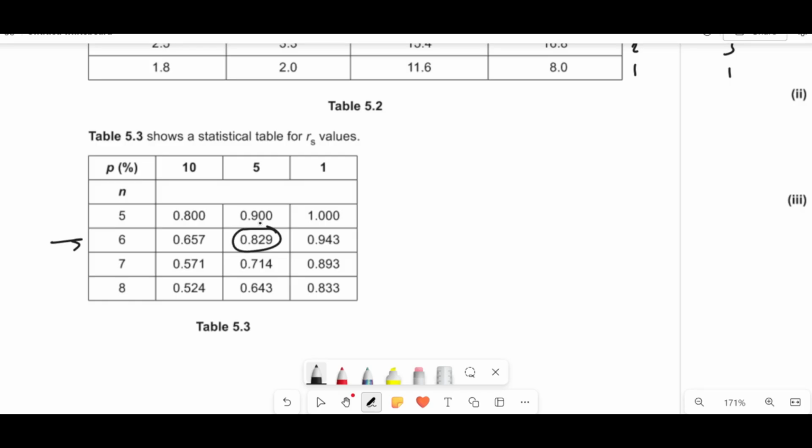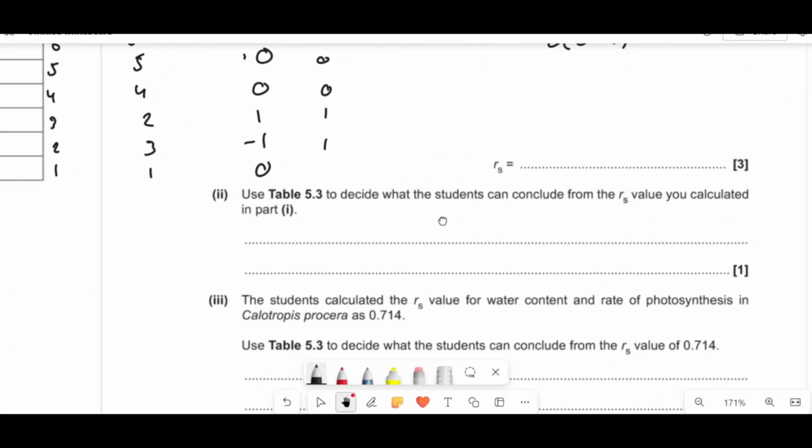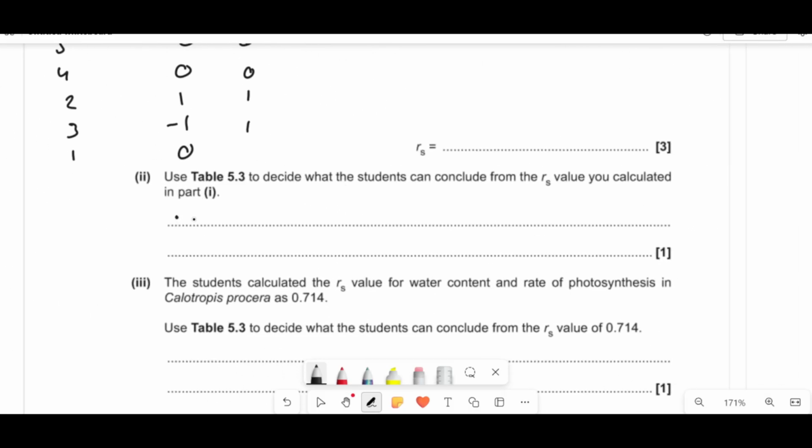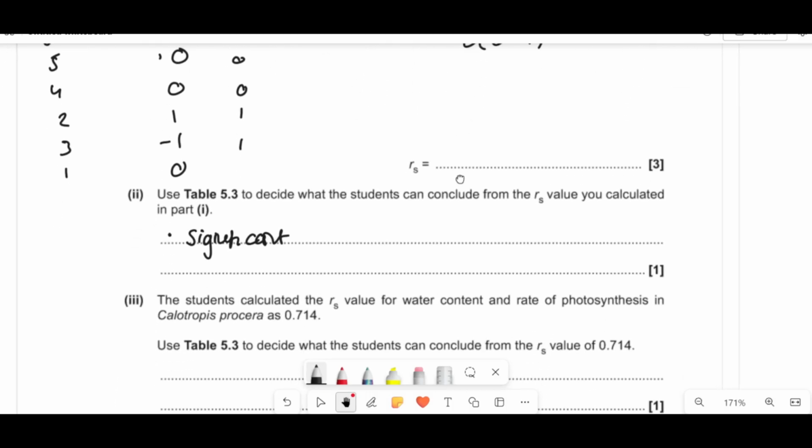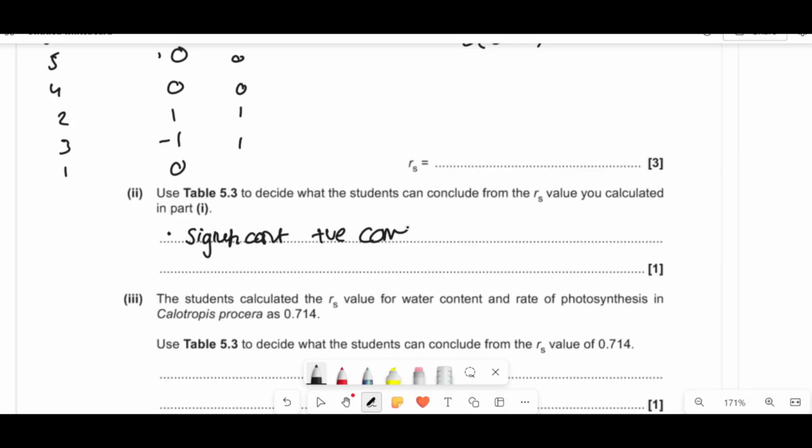Can you see that's 0.829? That means if our value is higher than that 0.829, we are higher than that 5% threshold. And actually, because we got 0.943, we're at that 1% threshold. So what you can say is that there is a significant, and because this is a positive number and it's closer to 1, because a negative correlation is minus 1 and a positive is plus 1, and 0 is no correlation, there's a significant positive correlation.